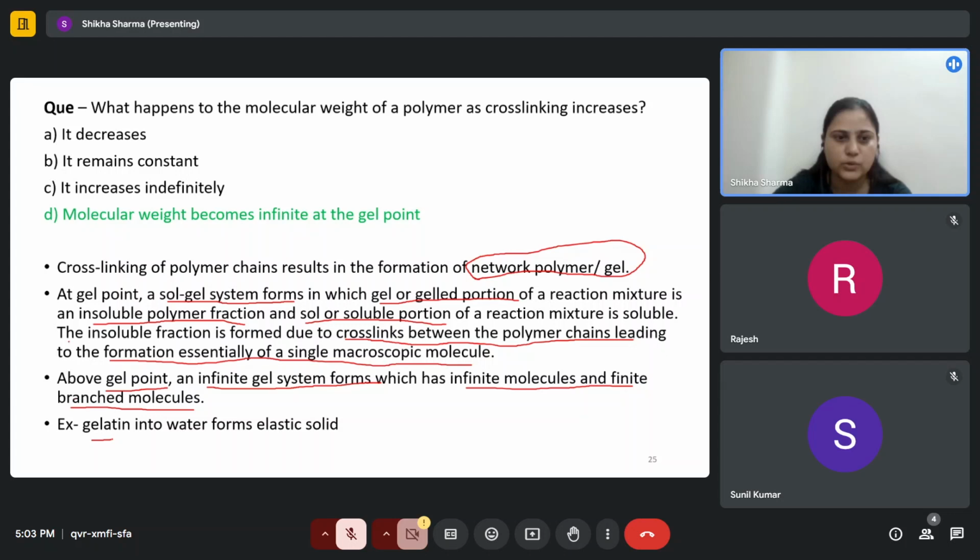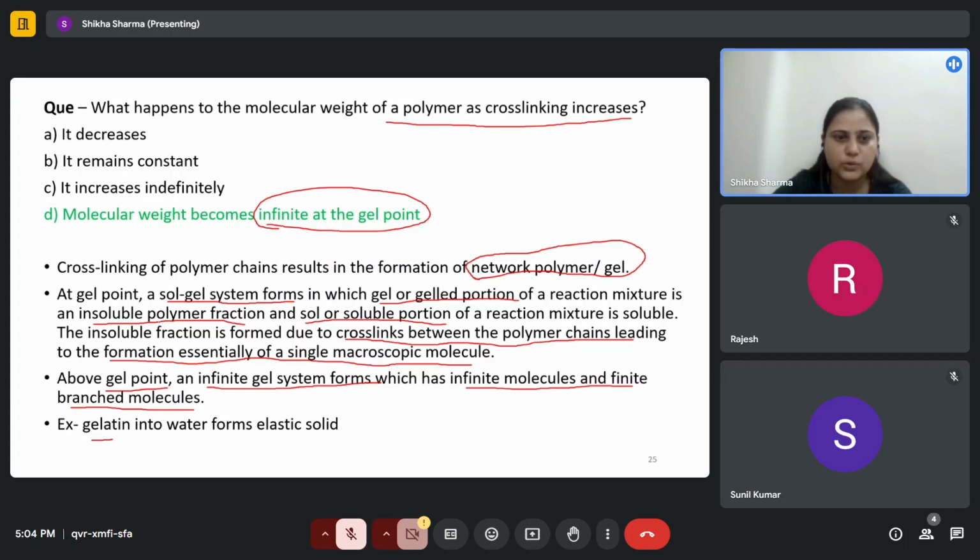So the question is what happens to the molecular weight of a polymer as cross-linking increases. As the cross-linking increases, the molecular weight becomes infinite at the gel point. So at and above the gel point, there will be more branching, and as the branching increases, a complete gel structure forms, which has a very high or infinite molecular weight because there is infinite branching. An infinite number of molecules will be associated in a complete gel.